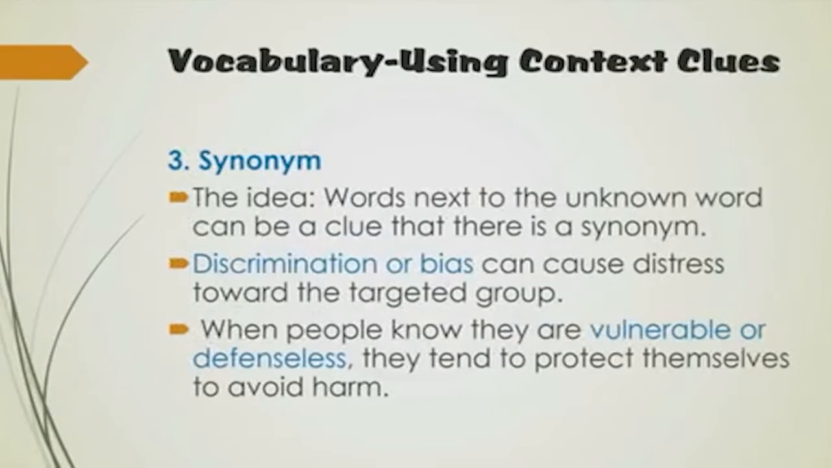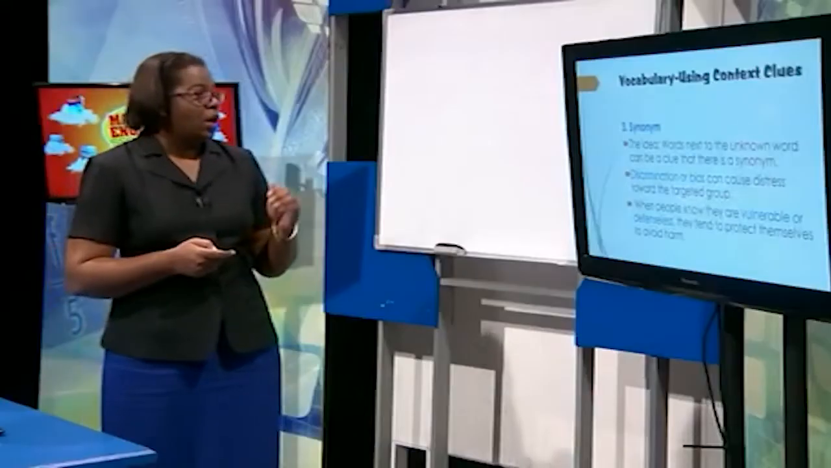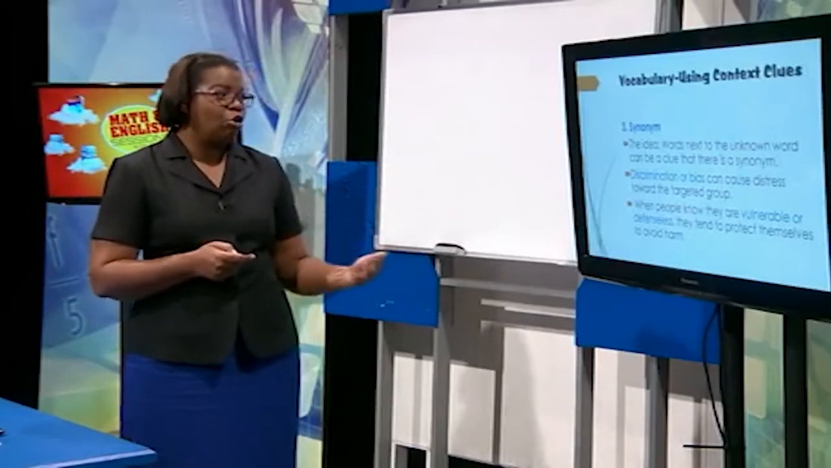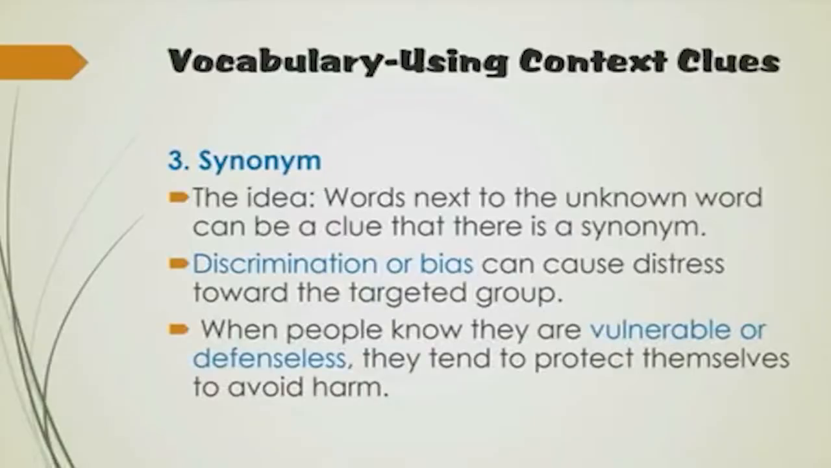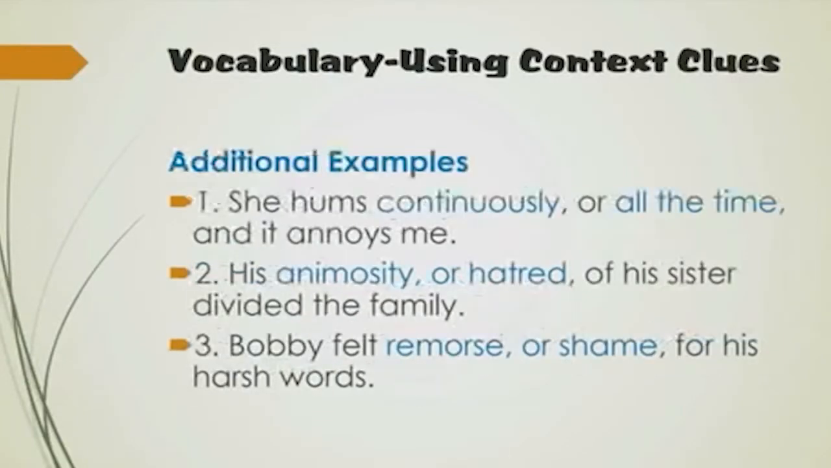Another thing we can look for are synonyms, okay? So words next to the unknown words may be a clue that there is a synonym. So look again at discrimination. So the writer says, discrimination or bias can cause distress towards the targeted group. So if I was not sure what discrimination meant, I'm given a synonym, so it means bias. Next one, when people know that they are vulnerable or defenseless, they tend to protect themselves to avoid harm. All right, so we're back at vulnerable. So vulnerable means defenseless. So the writer here is giving you a synonym. All right, so we can use what we know to decipher what we don't know.